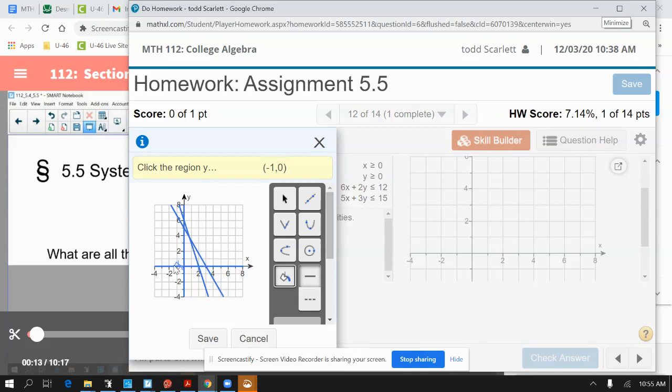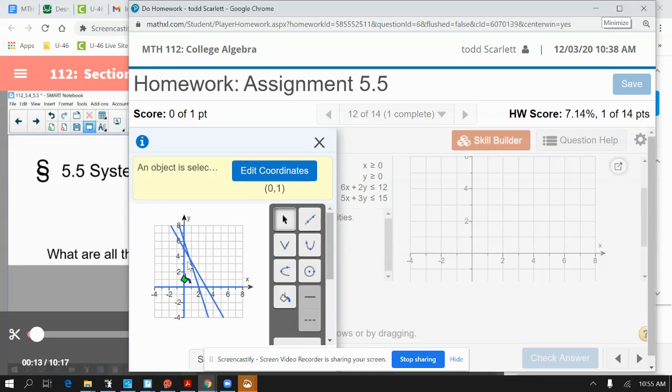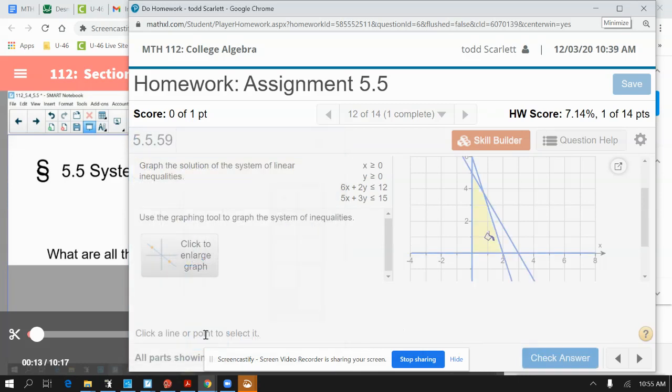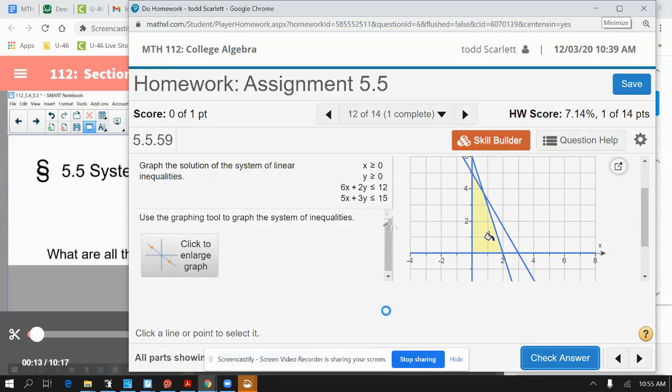So 4 things have to be satisfied. I have to be above this line. I have to be to the right of this line. I have to be under this line, so like down and to the left of that line, and under this line, down and to the left of that line. So that's 4 different shadings, and where they all overlap is right there. They all overlap right here. So that is our solution.